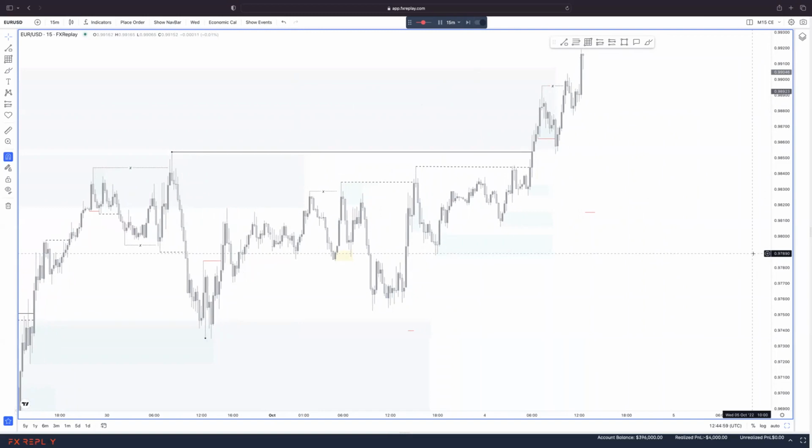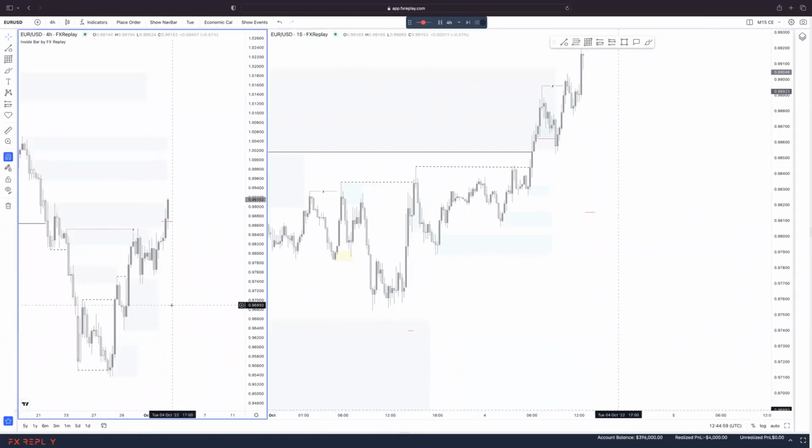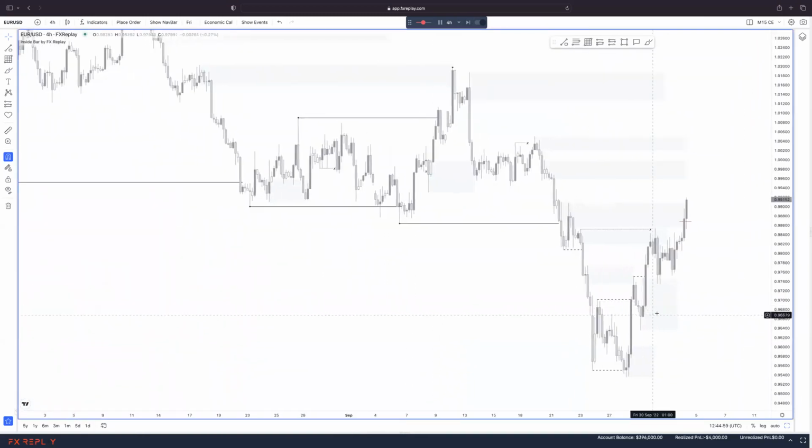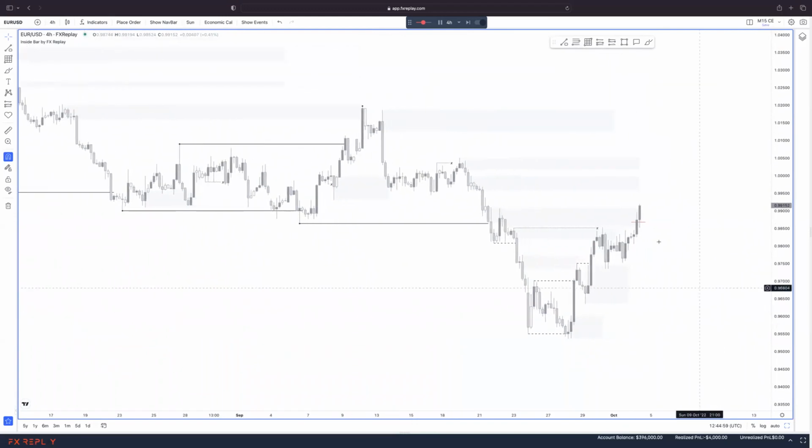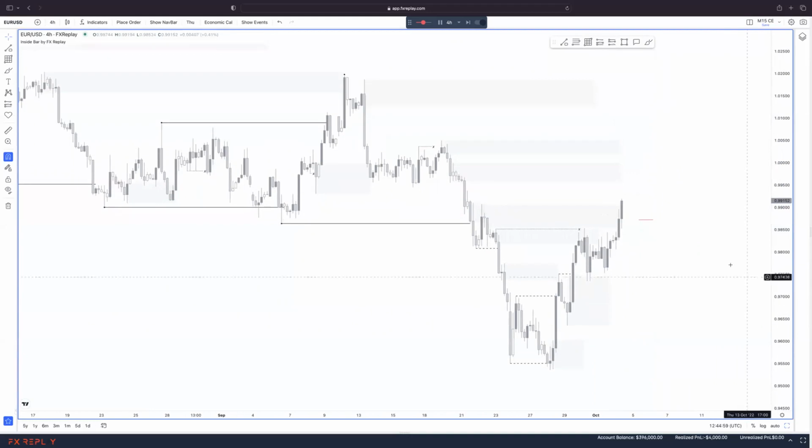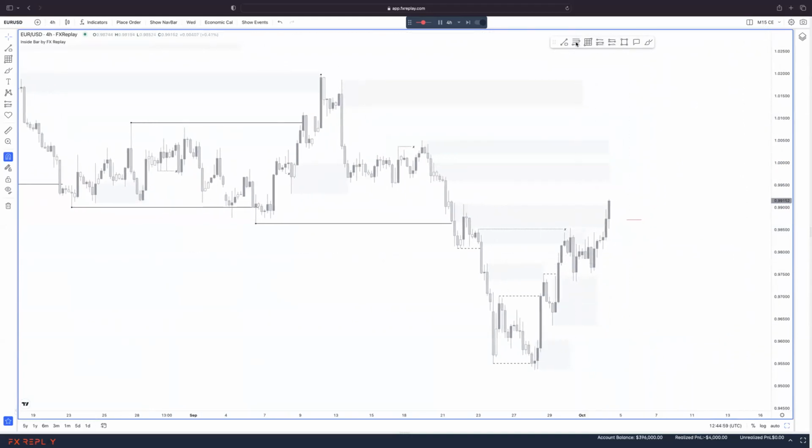And we blasted straight through. So that 4-hour supply barely caused a reaction, which is a pretty big surprise, as it was a pretty high probability zone at DQ. So that tells you how clear the bullish momentum is at the minute.